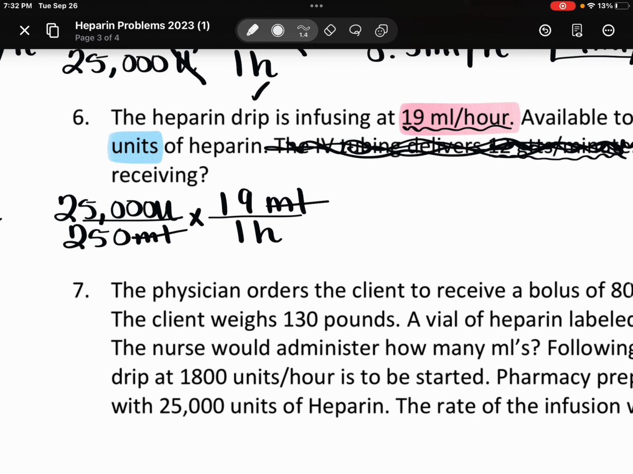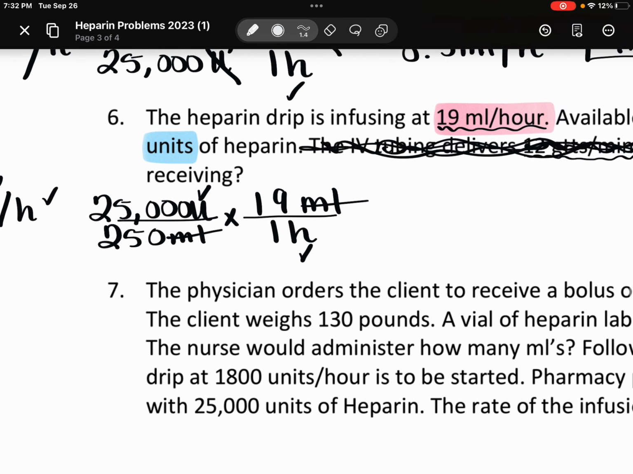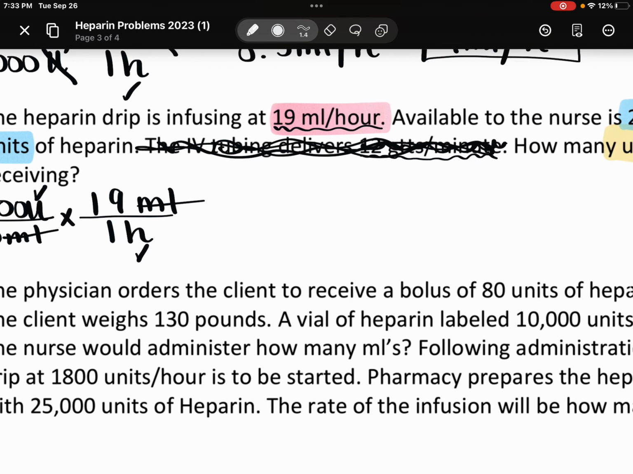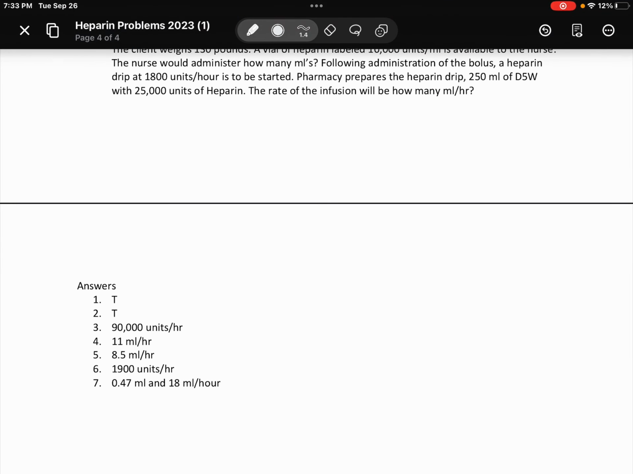Well, these milliliters cancel here. So now I'm left with units per hour. I needed units per hour. So you would do your math. And I got 1,900 units per hour. Okay? Yep, 1,900 units per hour.